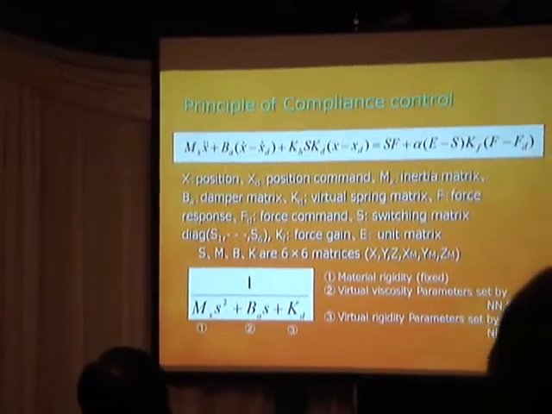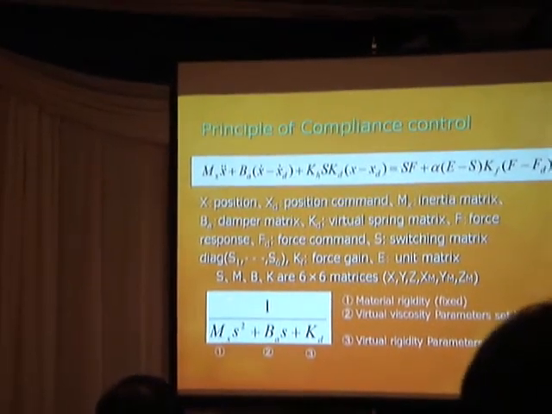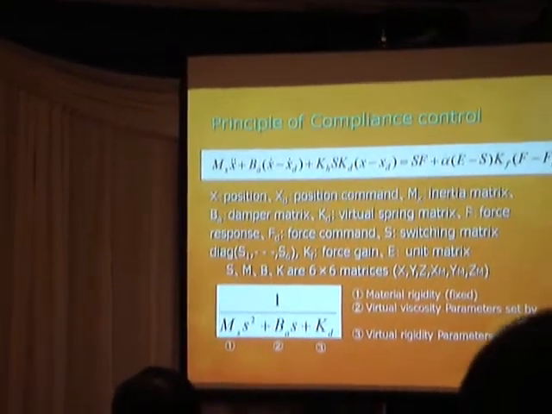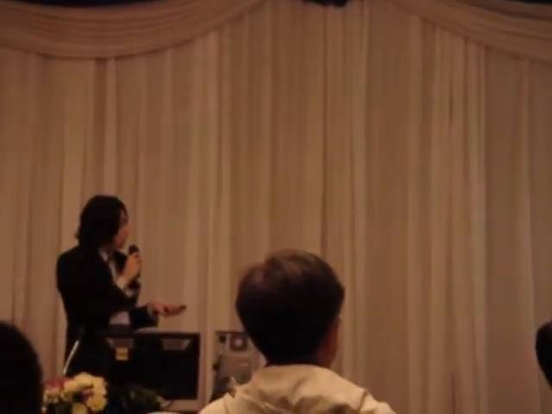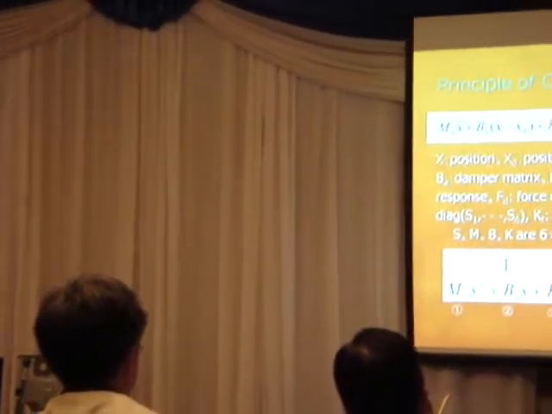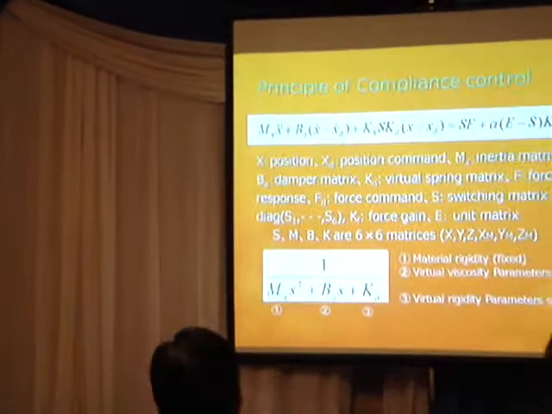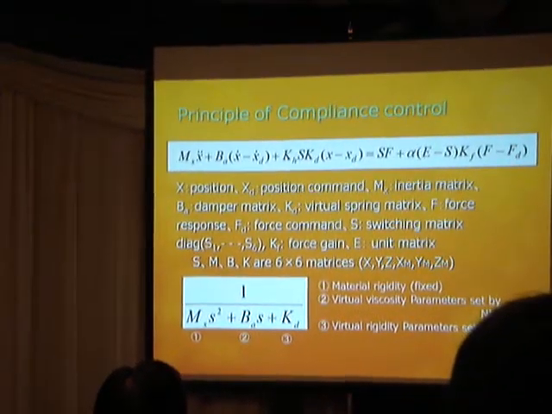This is the dynamic equation. These parameters are used in it. This is the equation of compliance control. I explain 1, 2, 3. 1. The material rigidity, which is fixed. 2. The partial viscosity parameter, set by neural network learning. 3. The partial rigidity parameter, set by neural network learning.